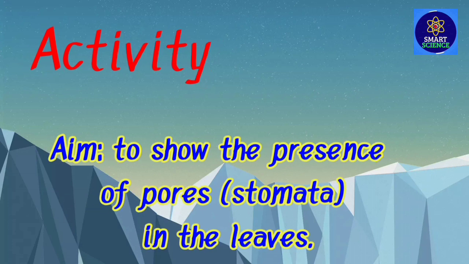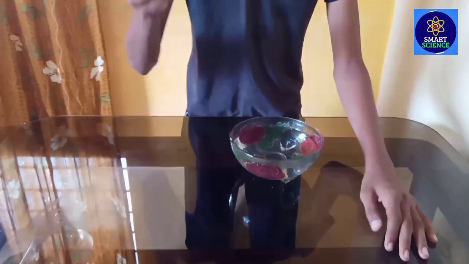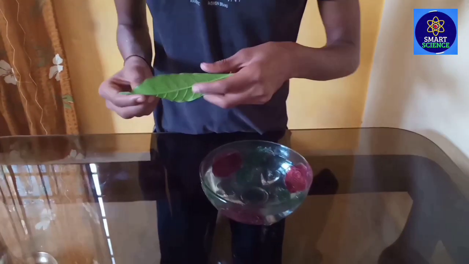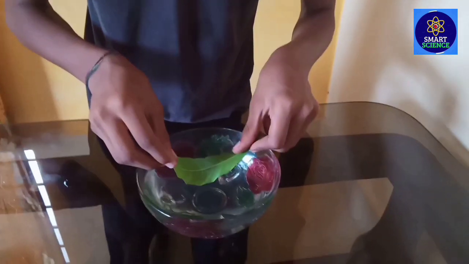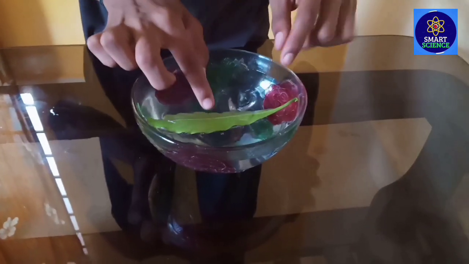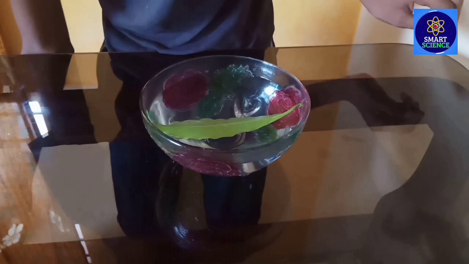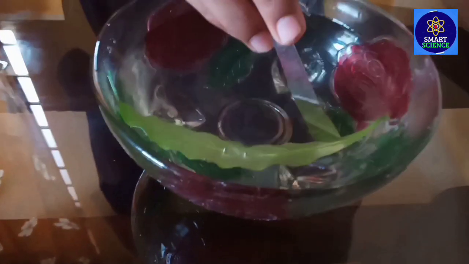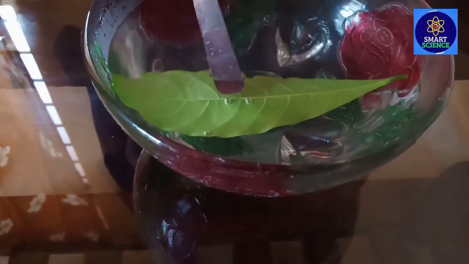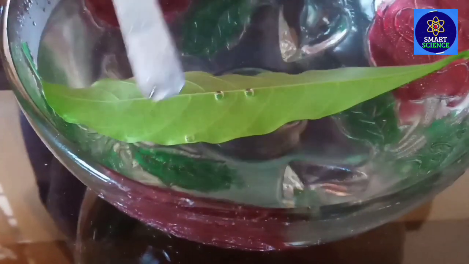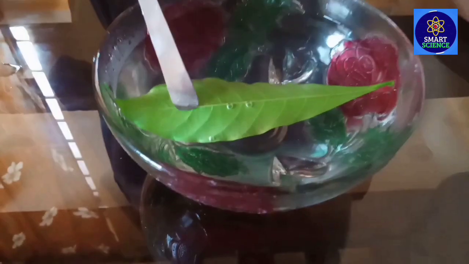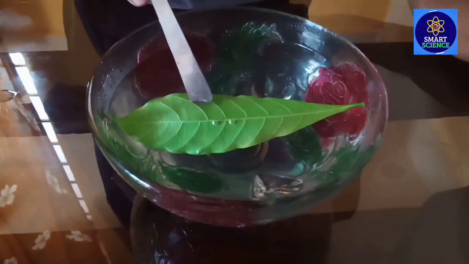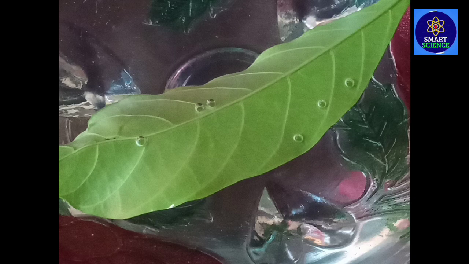Now we shall perform an activity to show the presence of stomata in the leaves. For this activity, you need a leaf and a bowl of hot water. Now dip that leaf inside the hot water and observe what happens. You will find that air bubbles start coming out of the leaf. So we can conclude that these air bubbles represent the air spaces inside the leaf, which are known as stomata.